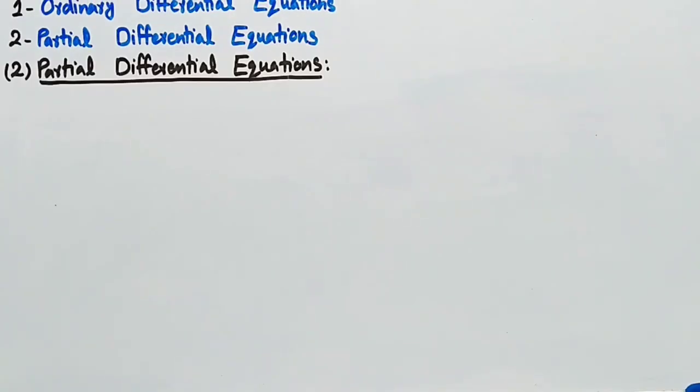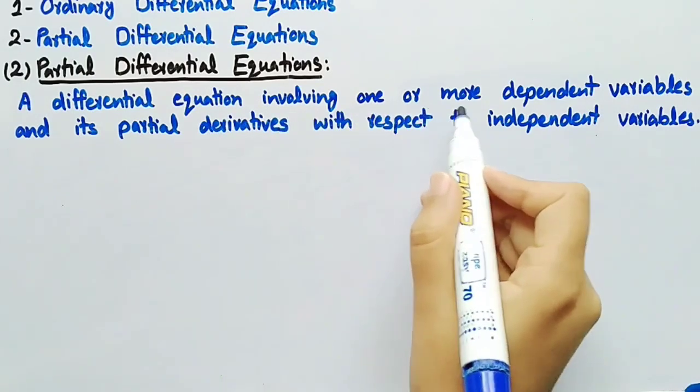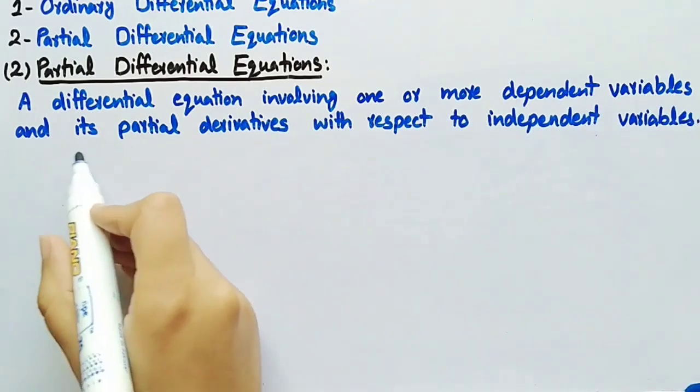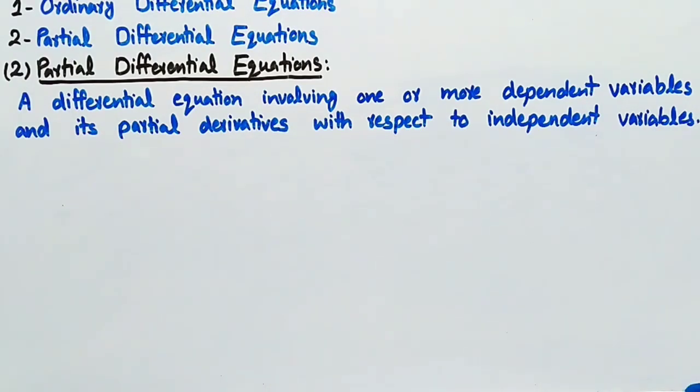Now let's see what are partial differential equations. A differential equation involving one or more dependent variables and its partial derivatives with respect to independent variables. In simple words, partial differential equations are those differential equations that involve partial derivatives. Most of the time, partial derivatives are involved when dependent variable is dependent on more than one independent variables.